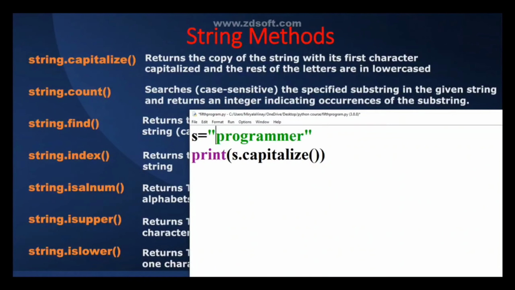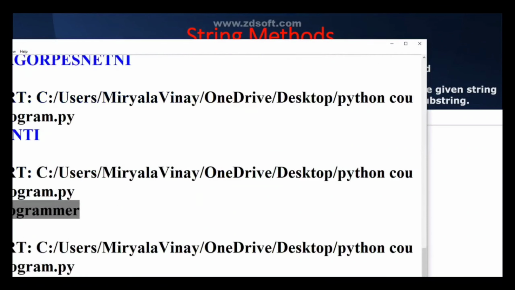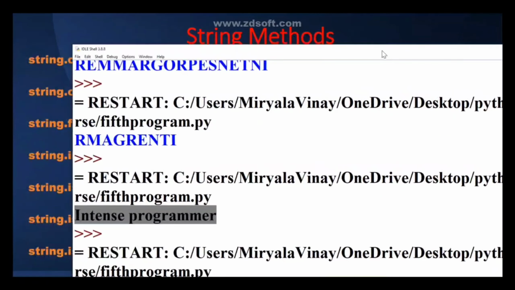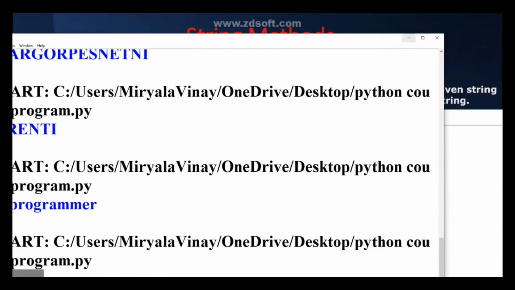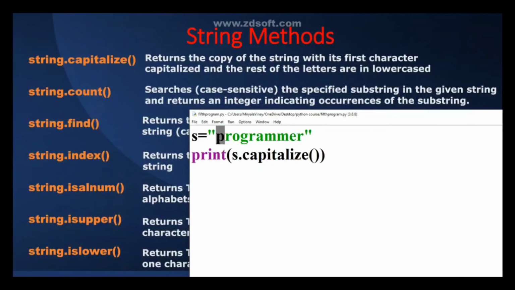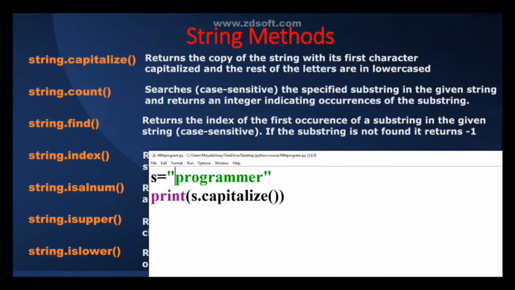So this is the word programmer, I am giving the input and let me run. You can see p is small here. In the output you can see the capital P, that is capital P programmer. So whenever you use the capitalize method, it is going to display the output with the first letter capitalized. Coming to the second method, that is string.count.